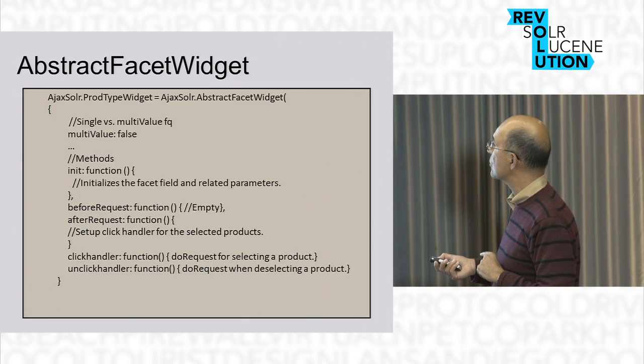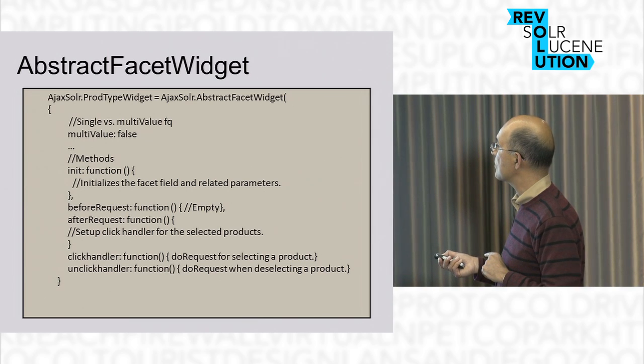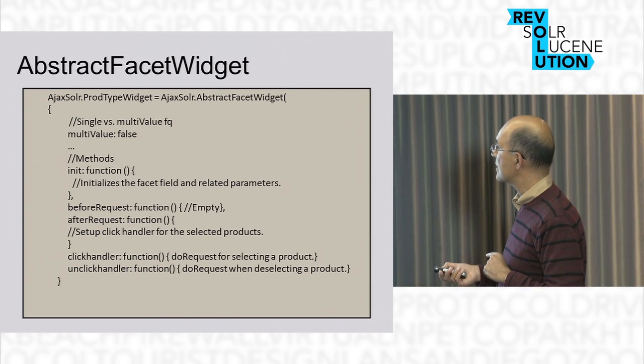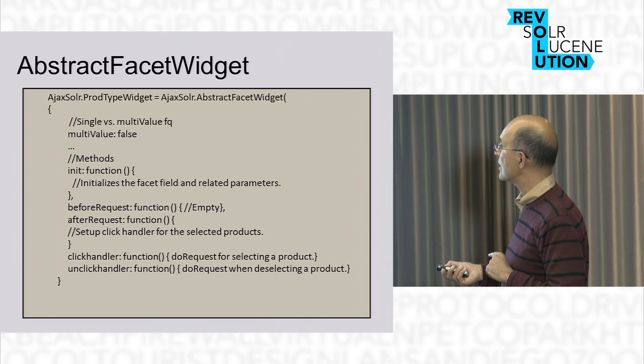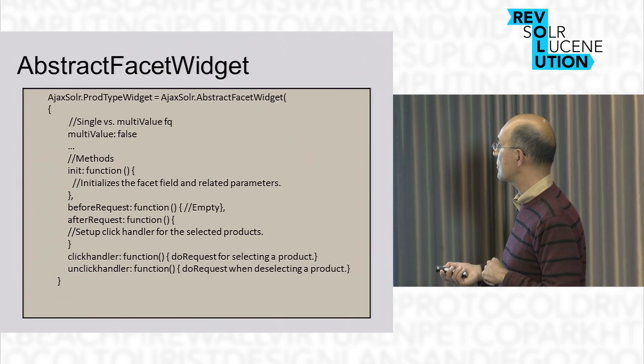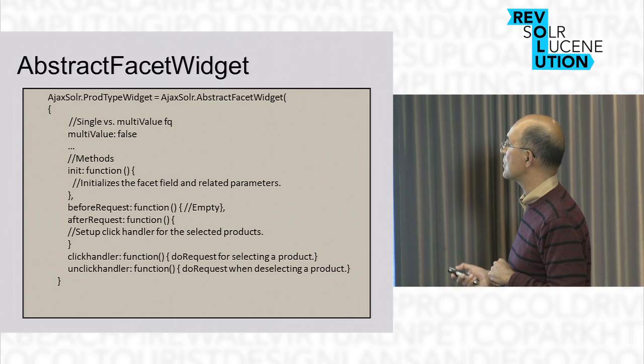Then in the template, going back here, during the initialization we are setting up some field parameters for the faceting. Most of the work is happening in the after request method where you register the handlers. Let's say you click on one of the facets. That's when the handler for unclick gets registered. And these are methods that are used inside this widget.